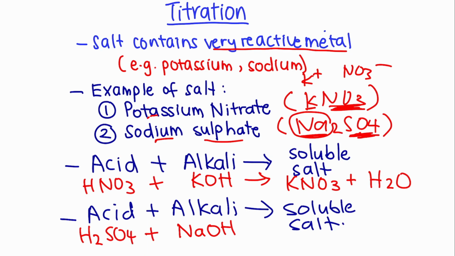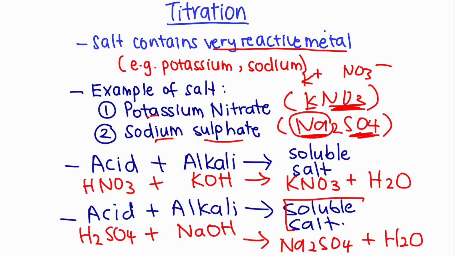So sulfuric acid plus sodium hydroxide, you'll get sodium sulfate plus water. So for titration, we will prepare soluble salts. And always remember, the two starting reagents must both be soluble too. So this is how we prepare a soluble salt through titration.